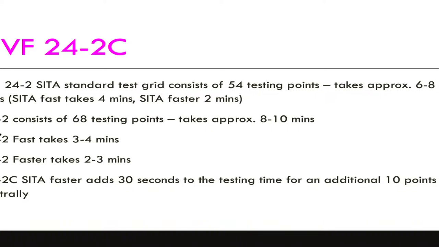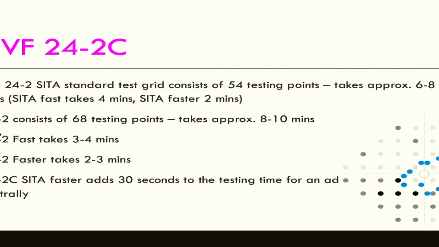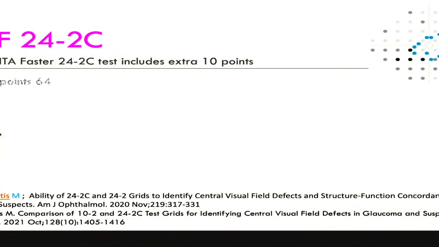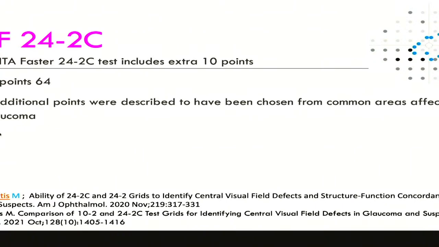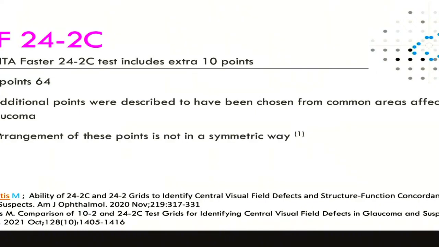And when you apply 24-2C, it adds only 30 seconds and gives you additional 10 points in the central visual field, like that. Those blue points are all extra points. All right? So it's 10 extra points, total 64 points. The additional points are chosen from common areas affected in glaucoma, and the arrangement is not symmetric.